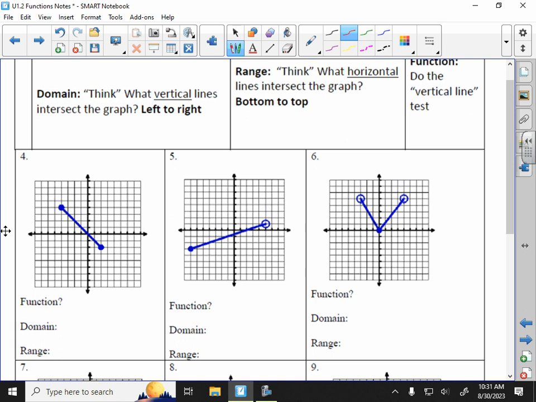All right, so on this first graph, number 4, if I take a vertical line and I intersect anywhere on this graph, okay, any vertical line will only intersect in one place. So yes, this is a function.